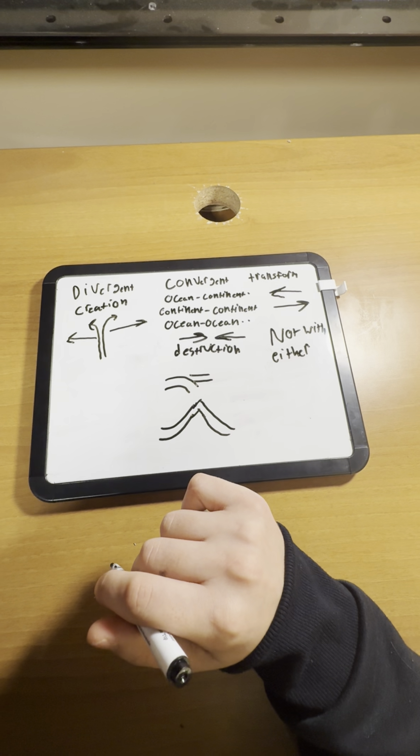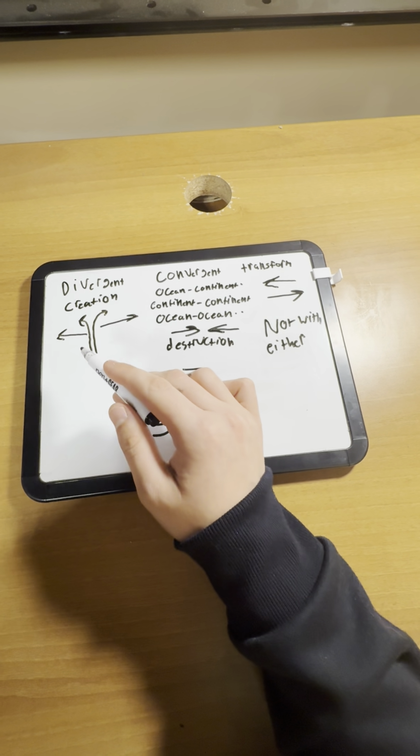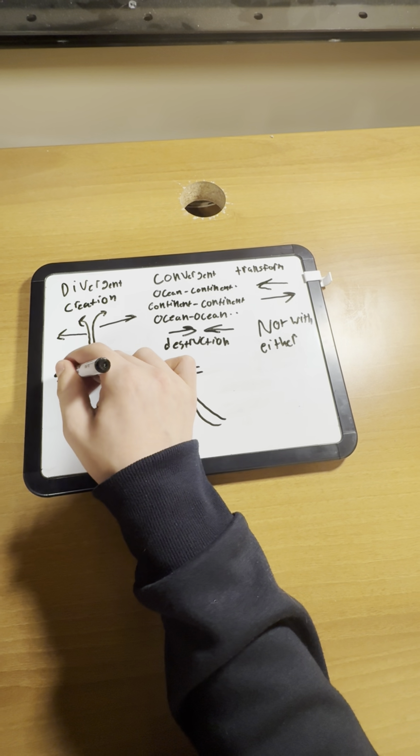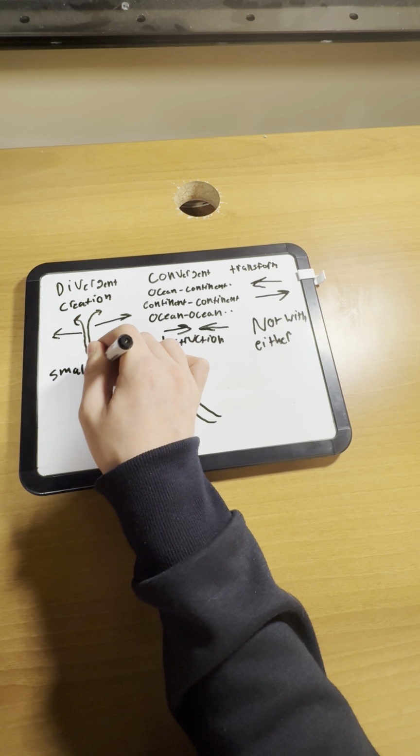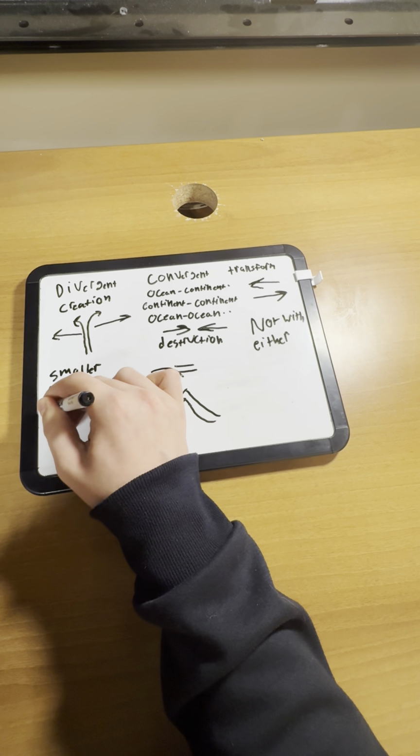We can correlate these boundaries with volcanism based on the creation or destruction of crust. With divergent boundaries, because new crust and magma rises through the gaps that it creates, volcanism is present, although it is almost always smaller eruptions such as fissure eruptions.